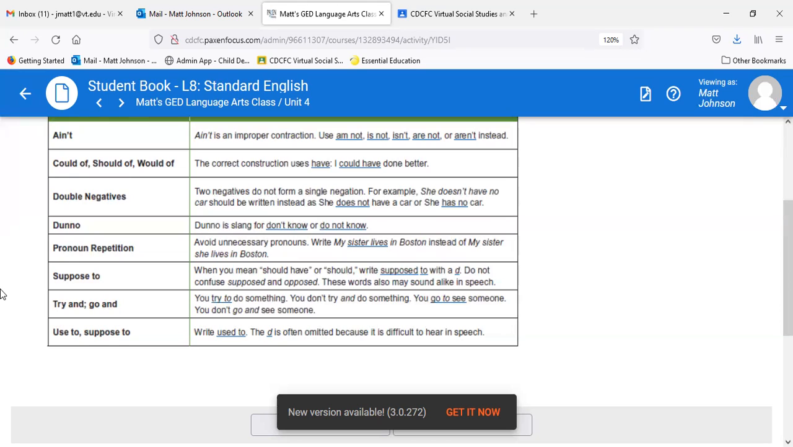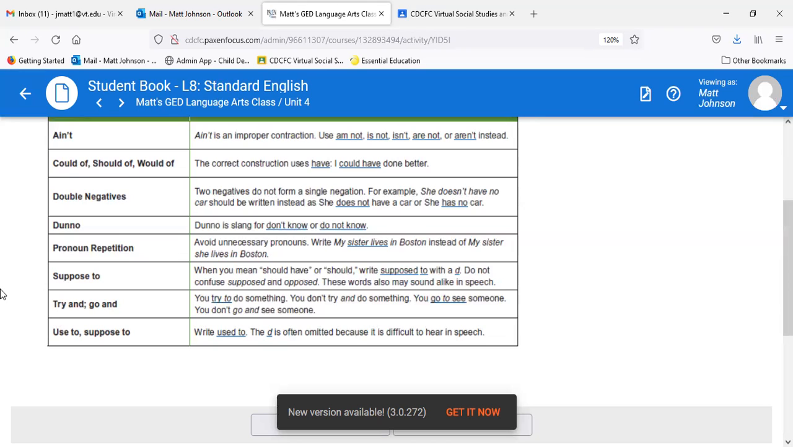Do not confuse "supposed" and "opposed." That's another problem there too. That would also be an example where you want to make sure the past tense is used. That one in particular is very easy to fall into, to second guess yourself, because we hear it and we don't hear that D sound at the end of "used" or "supposed." So make sure it's in the right tense: supposed to.